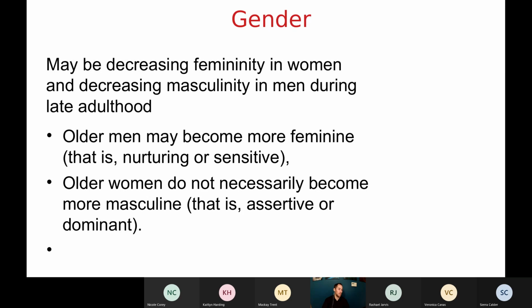So you might already see some problems with this language. The other stat here is that older women do not necessarily become more masculine. That is, they're defining that by traits of assertive or dominant compared to middle adulthood. So there's a couple things to point out here. One is that they're attributing these specific traits, being nurturing or sensitive or assertive or dominant, as being either masculine or feminine on that gender binary.